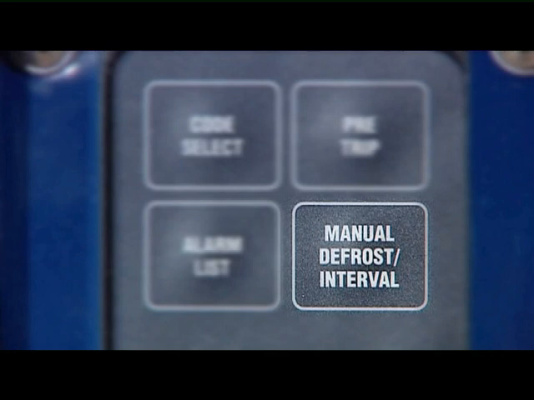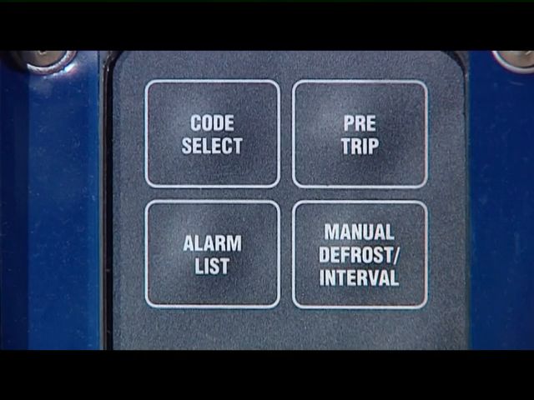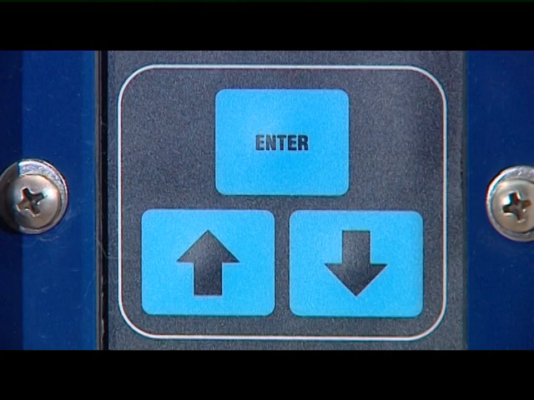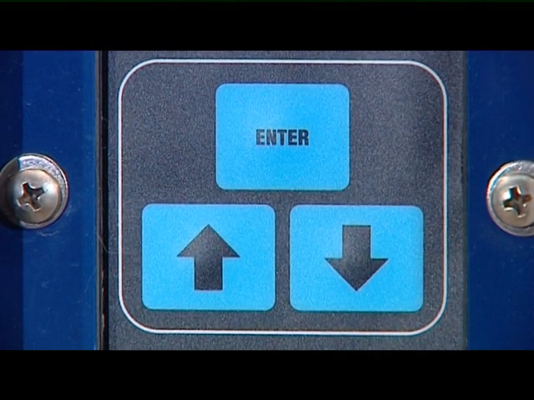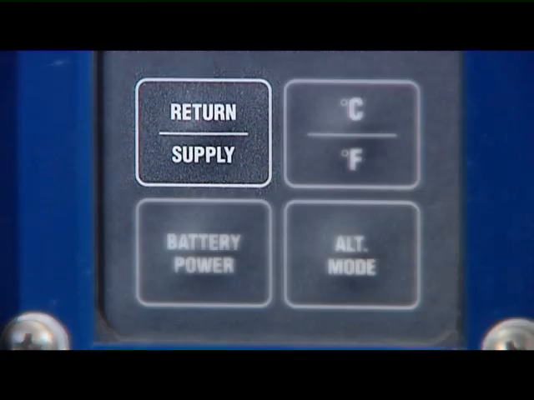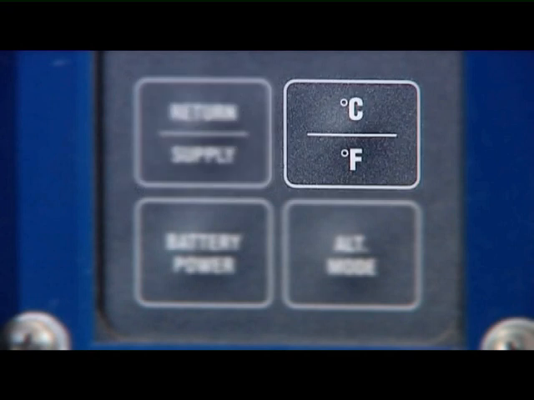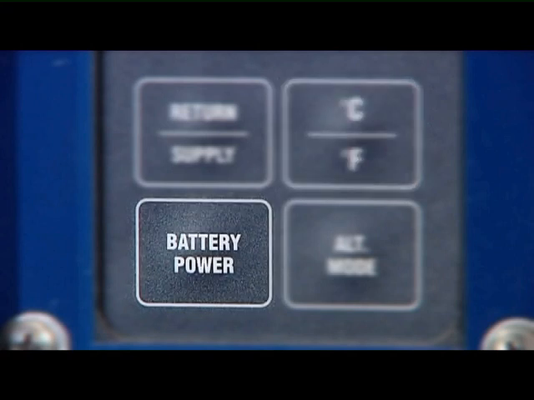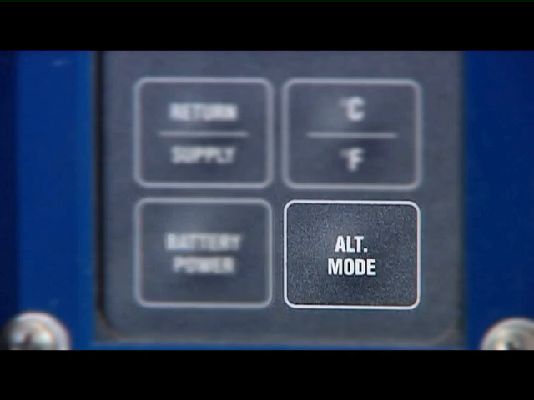Pressing this key for 5 seconds will initiate a defrost. The Enter key confirms a selection to the controller. The arrow up-down key changes and scrolls a selection. The Return Supply key displays the non-controlling probe temperature. The Celsius degree and Fahrenheit degree keys select both scales. The Battery Power key allows set point and code selection when the unit is not connected to a power supply. The Alt Mode key allows the user to interrogate the data recorder.